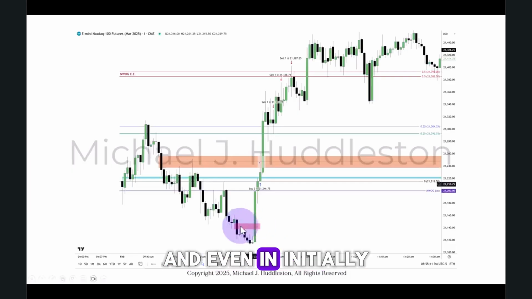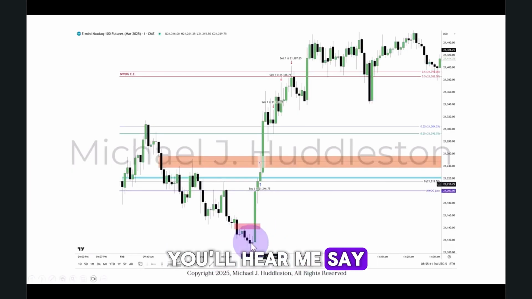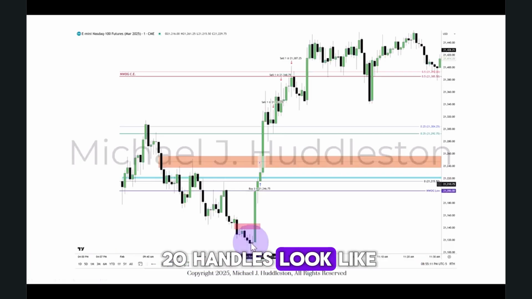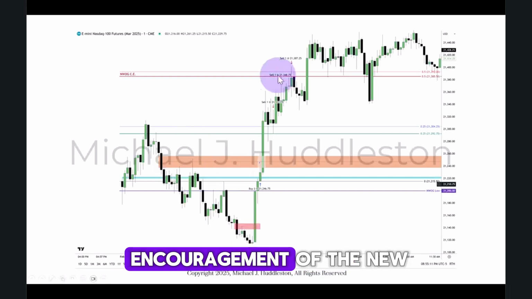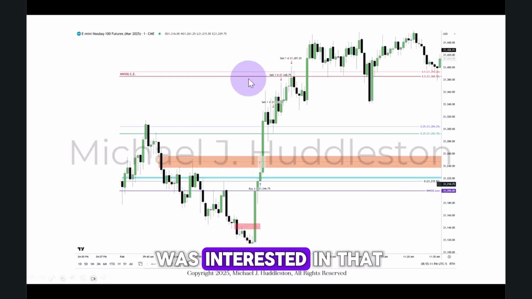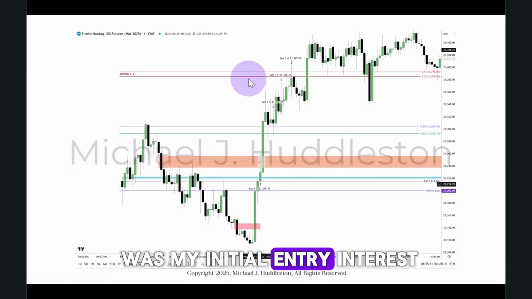And even initially how it starts off, go back and listen to the Telegram channel. You'll hear me say, screenshot that. That's what 20 handles look like. So that's against what my primary focus was in the morning, which was the consequent encroachment of the new week opening gap. That was what I was interested in. That was my initial interest.